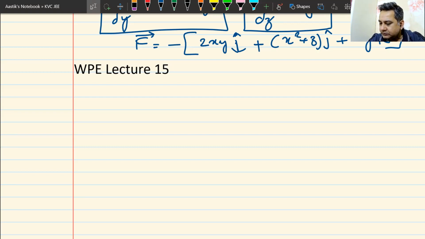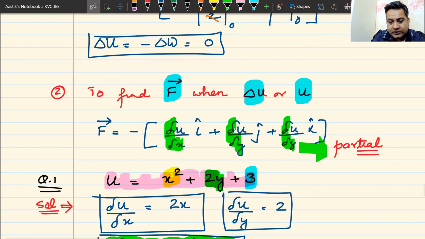And as you can see, what we were discussing in the last class, I think it's right there in front of me. Just have a quick recap. We were discussing how to find out force when the energy function is given to you. If the energy function U is given to you, how do you find out the force from that energy function?